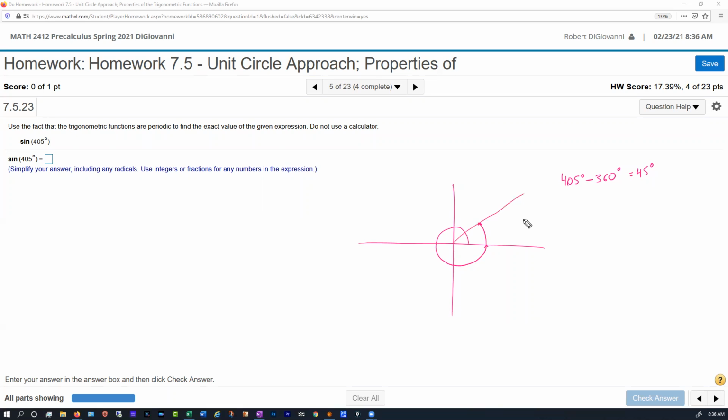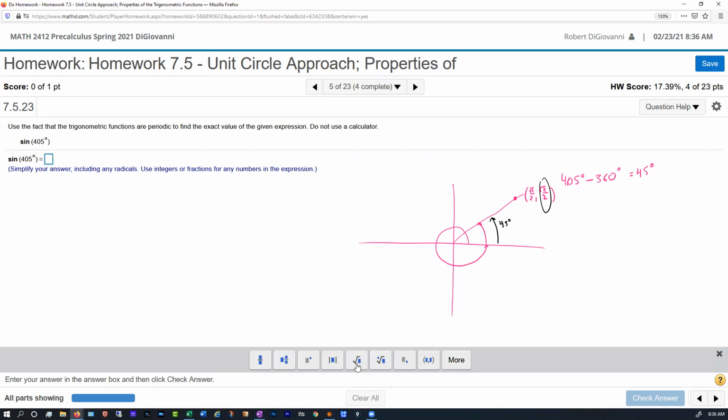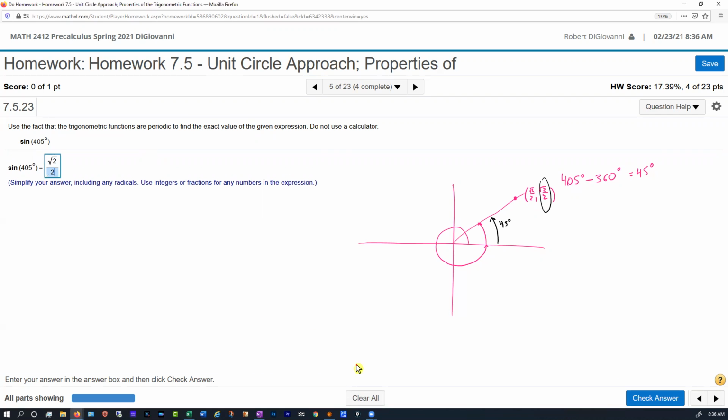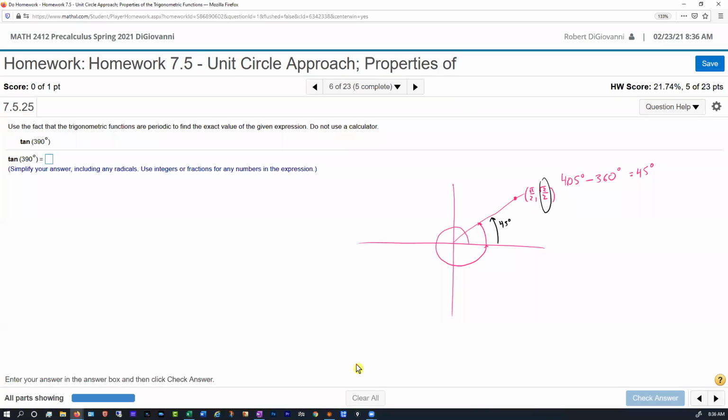We know that. And we want sine. So if we go back to what we had memorized, this is √2 over 2, √2 over 2, right? If this angle is 45, then that's √2 over 2, √2 over 2. So sine of that would be just the y coordinate. So it would just be √2 over 2. And they want the exact answer here. So square root of 2 over 2. There we go.